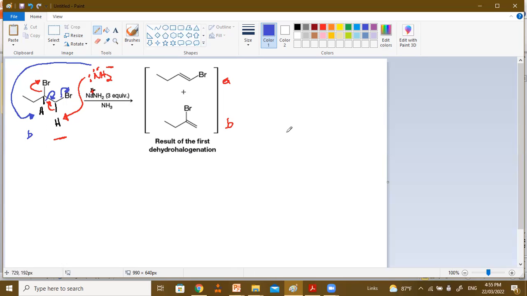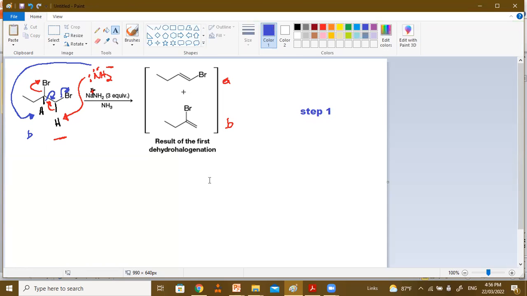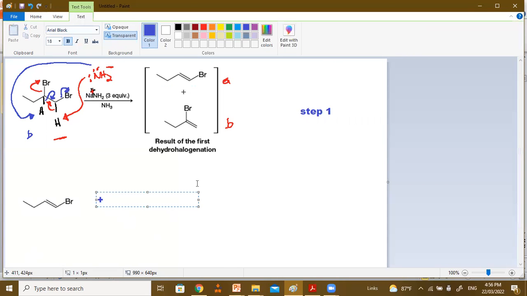And then from that, this is just the first step of the reaction. So this is step 1, and you'll have to proceed with step 2. That's why there are 3 equivalents. Step 2: your first product will become the reactant of the second step, plus another amide.